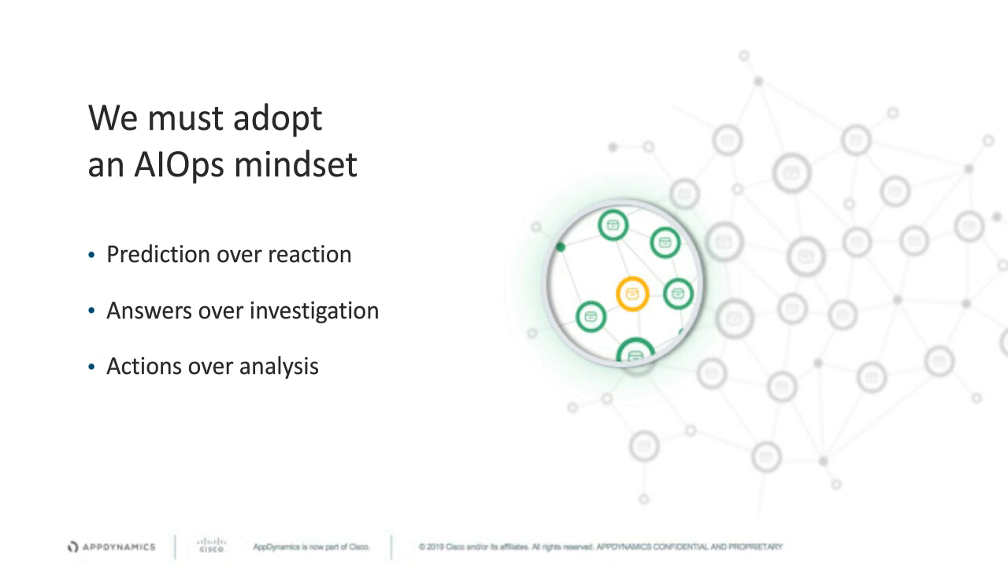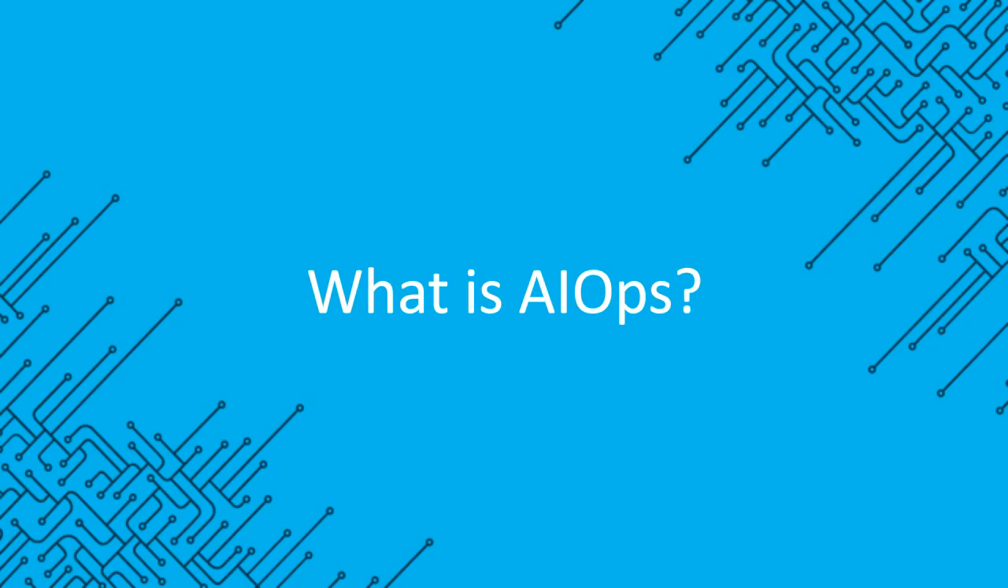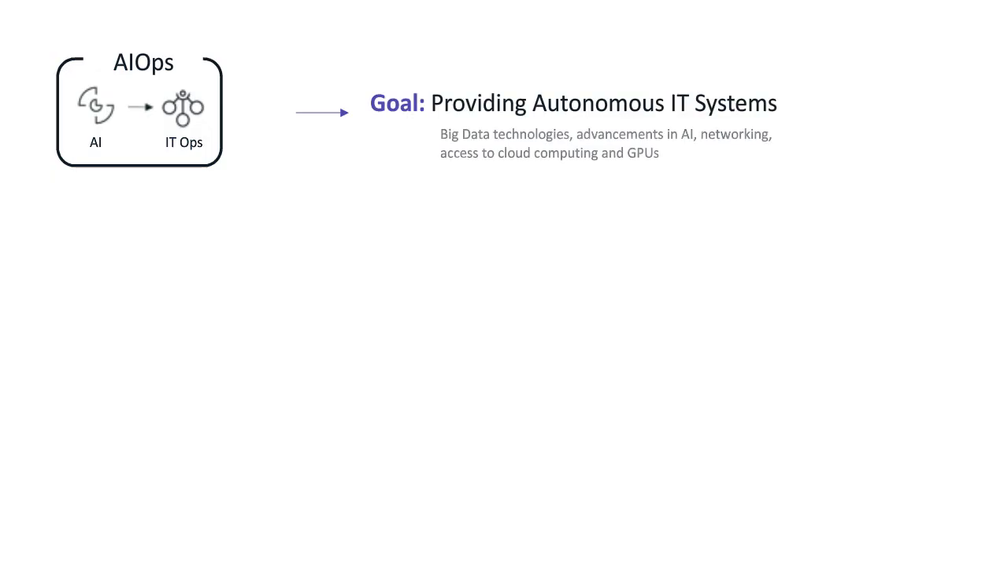With AIOps, we will move from siloed monitoring tools, emergency war rooms, countless debugging tasks, and large operation centers. So we need to adopt an overall AIOps mindset, but we cannot do so unless we look at what that really means. So AIOps is equal to AI applied to IT ops, with the ultimate goal of providing autonomous IT systems.